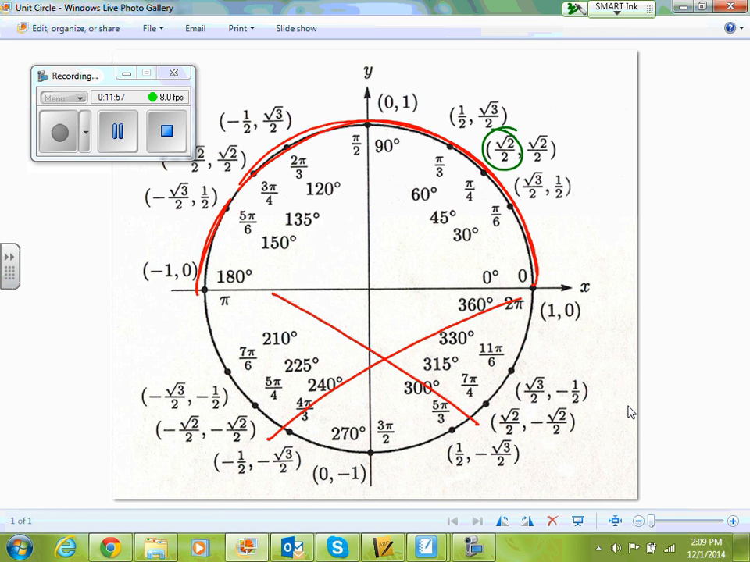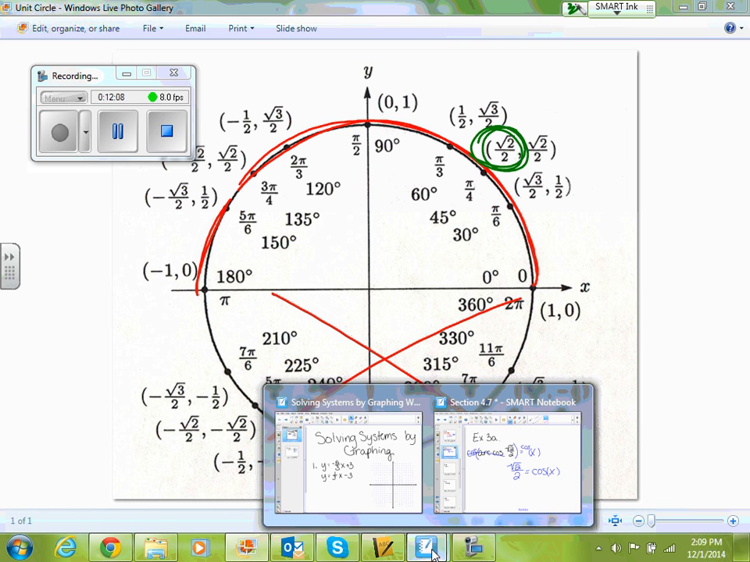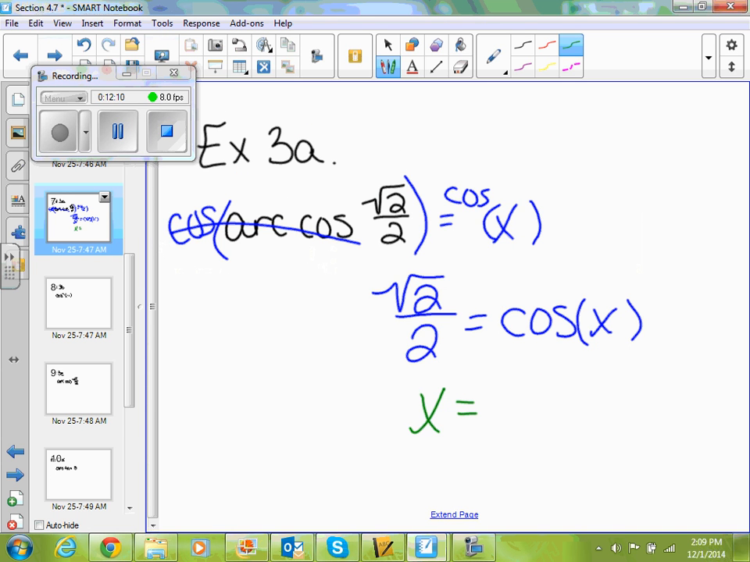If I'm looking at just my x value, square root of 2 over 2, I only have square root of 2 over 2 exist once. Where does square root of 2 over 2 exist from my cosine graph? Pi over 4, exactly. So then I know that x is equal to pi over 4.